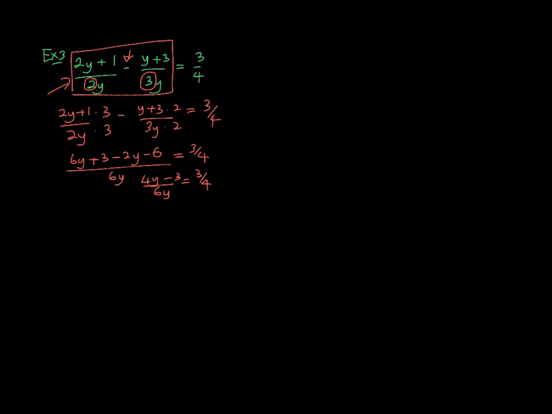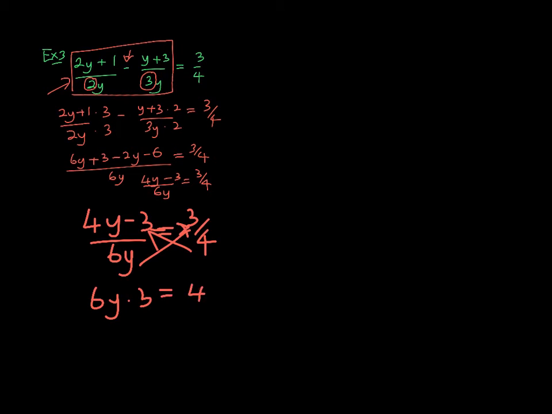So we go to the next step. Now that we have a single fraction on the left hand side, 4y minus 3 divided by 6y is equal to 3 over 4. Now we can cross multiply. So 4 goes to 4y minus 3 and 6y goes to 3. So that becomes 6y times 3 is equal to 4 into 4y minus 3.